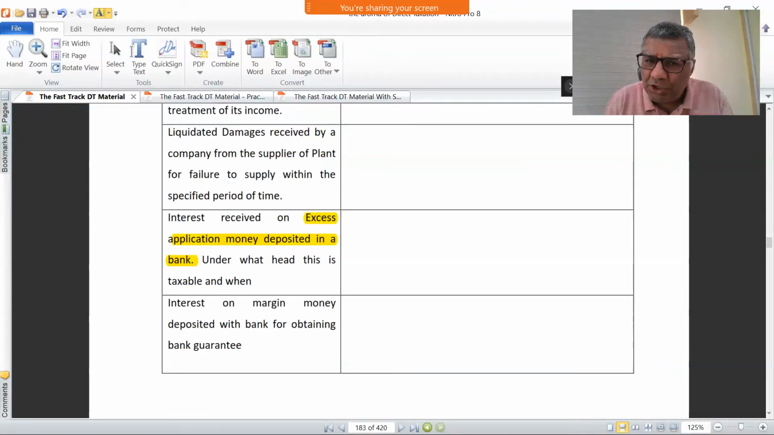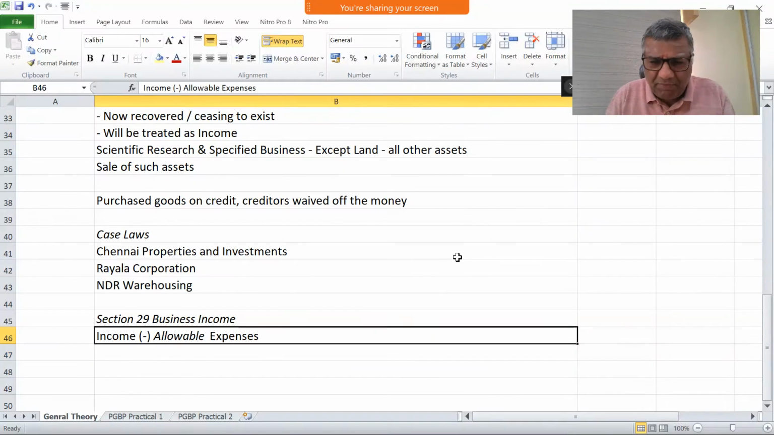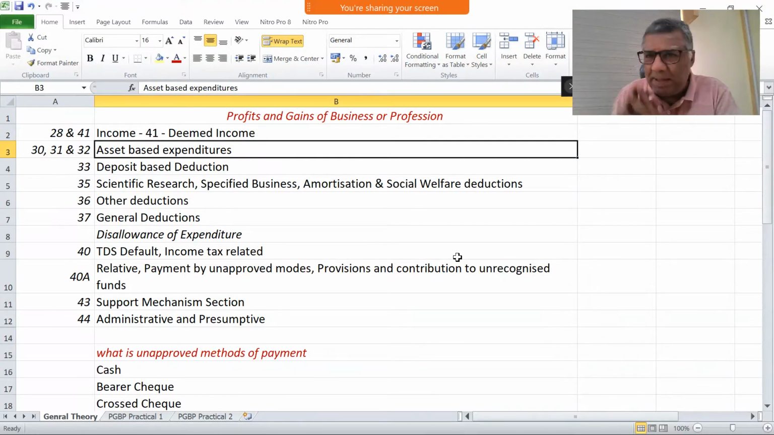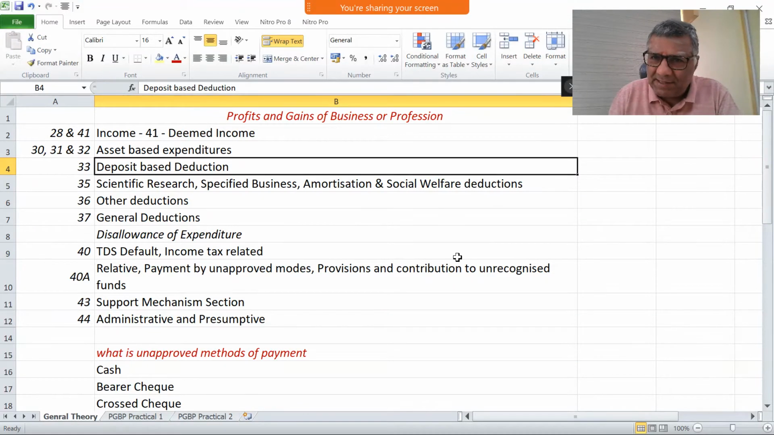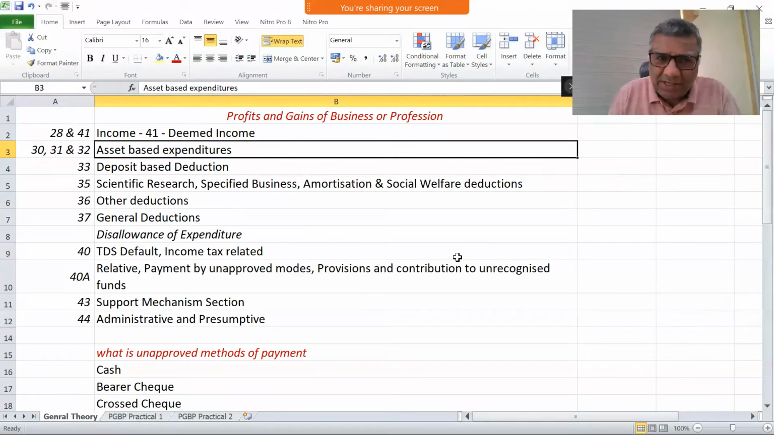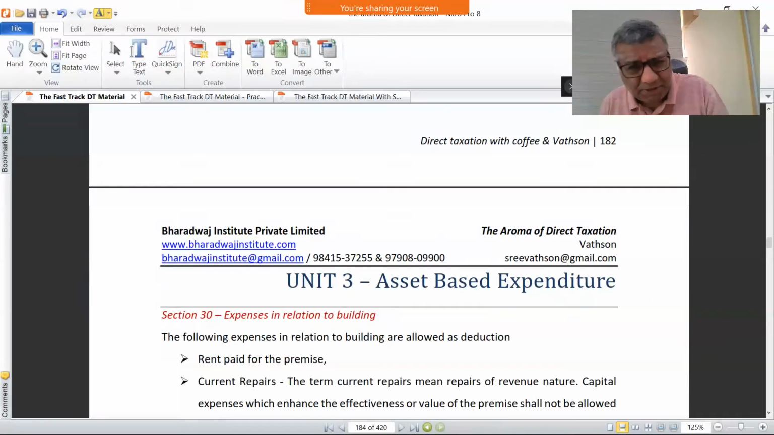Let us walk into the first arena. That is 30 to 37, as I told you, is divided into these many units. First, let us see asset-based, deposit-based, 35 as a standalone, and then these we will club. First, let us go asset-based. Asset-based, I said 30 and 31, either both of them should be clubbed or both of them should be put in 37. There is no point in having it as a separate expenditure.